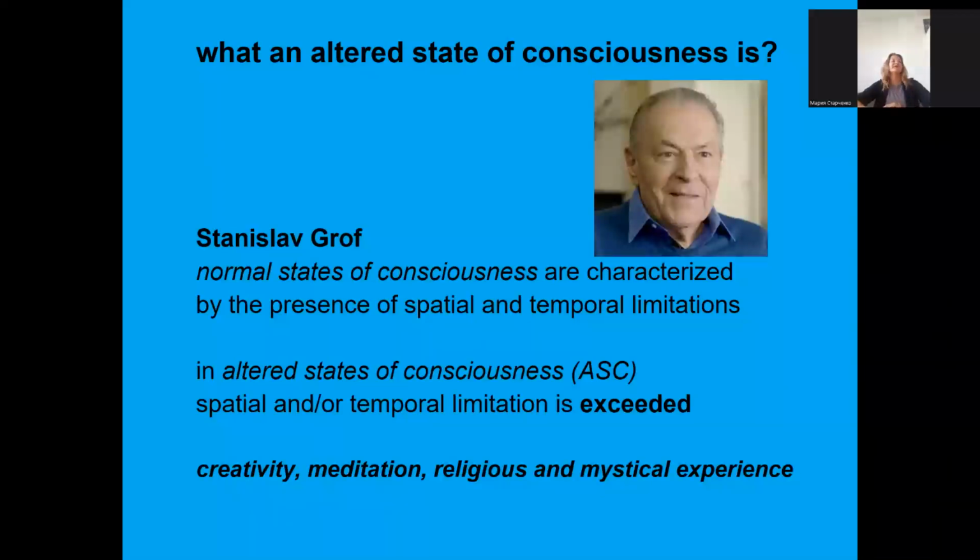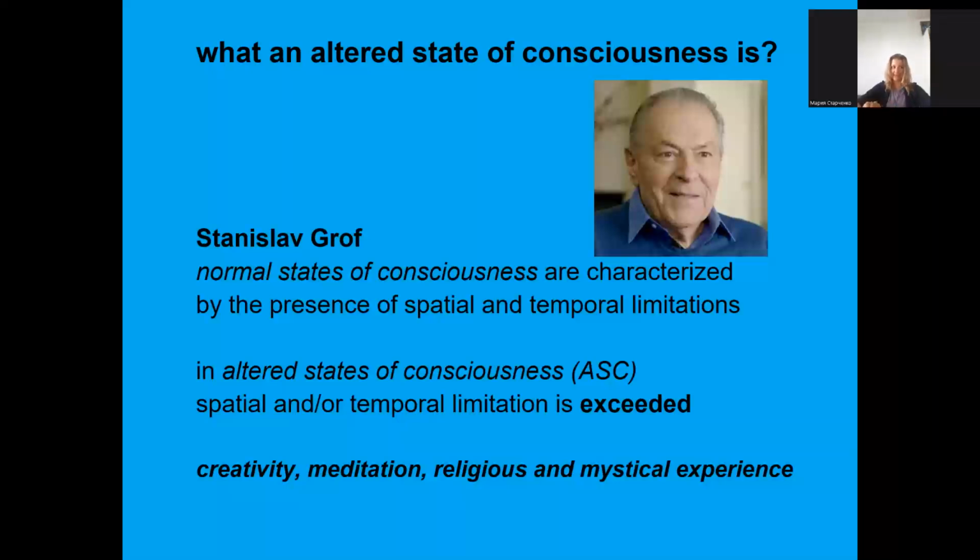And first, we must define what an altered state of consciousness is. To do this, we must understand what normal, ordinary states of consciousness are. From my point of view, the most correct definition of this concept was given by the famous scientist Stanislav Grof. He wrote that normal states of consciousness are characterized by the presence of spatial and temporal limitations. That is, firstly, in normal states of consciousness, a person always perceives himself as existing within the boundaries of his physical body, which clearly separates him from the rest of the world.